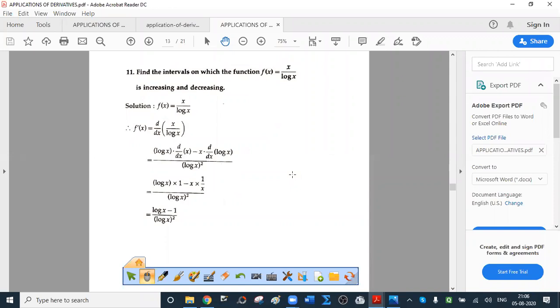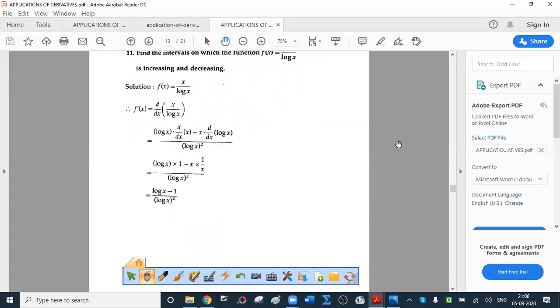Find the intervals on which the function f of x equal to x upon log x is increasing and decreasing. Use common sense. Can x be 1? Never, because in that case the denominator vanishes. So this is f of x, x upon log x. Using the quotient rule, what is f dash of x? It is log x minus 1 upon log x whole square.